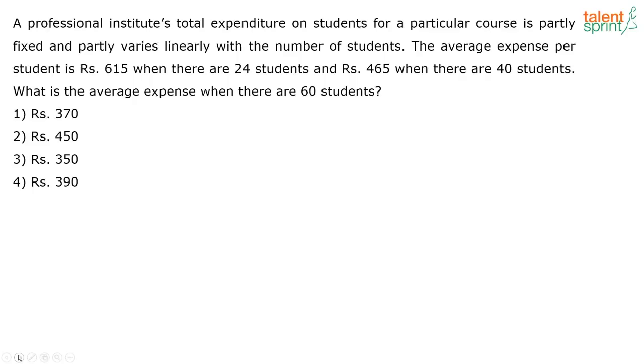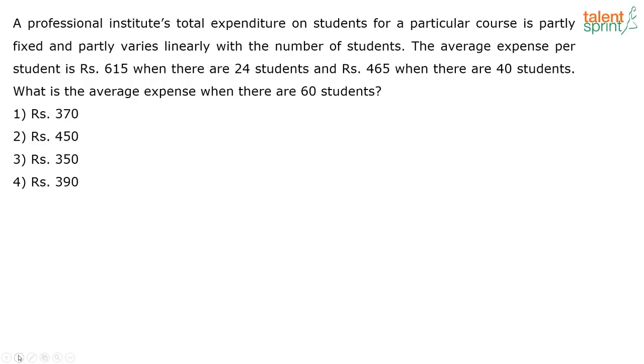What is given here? A professional institute's total expenditure on students for a particular course is partly fixed and partly varies linearly with the number of students. The average expenses per student is 605 when there are 24 students and 465 when there are 40 students. What is the average expense when there are 60 students? So this is the question.